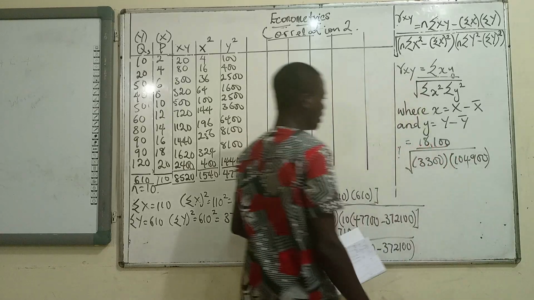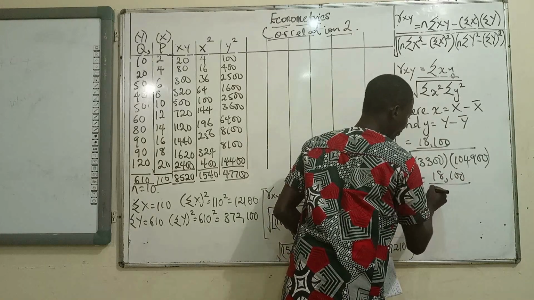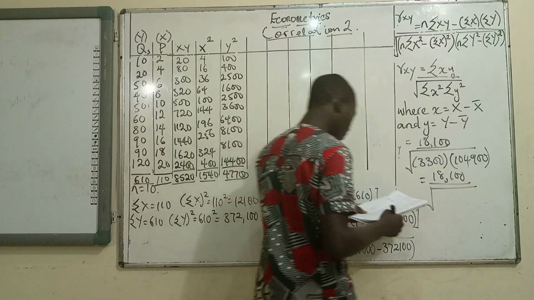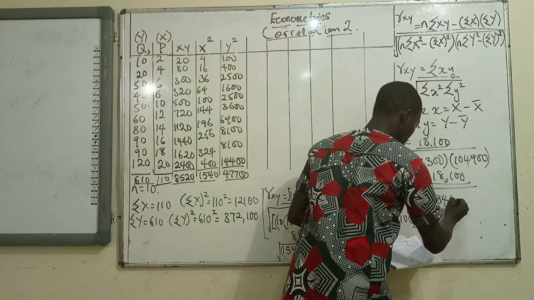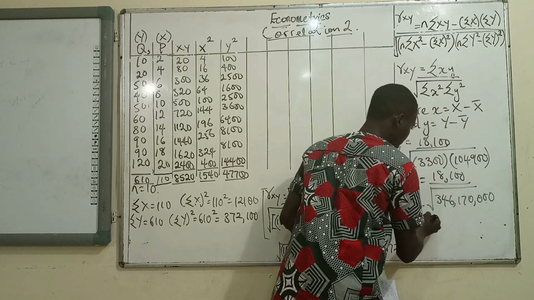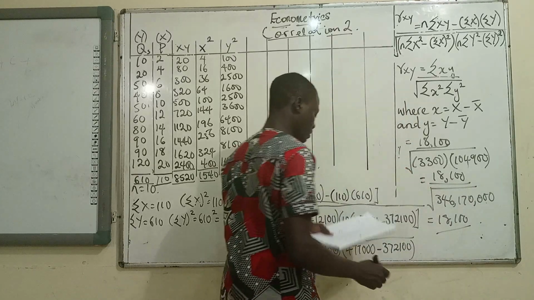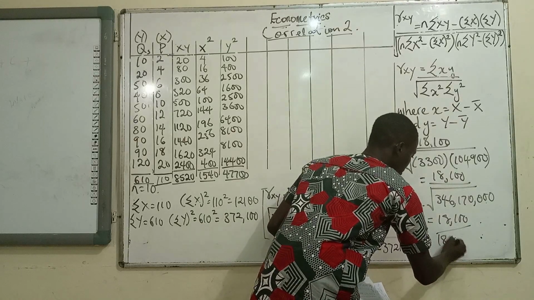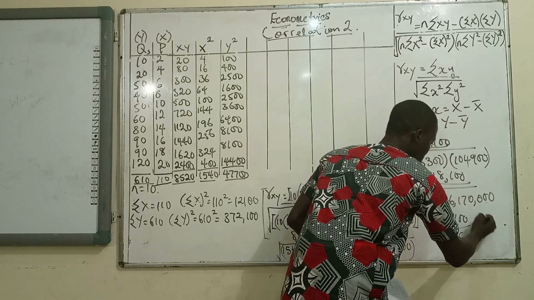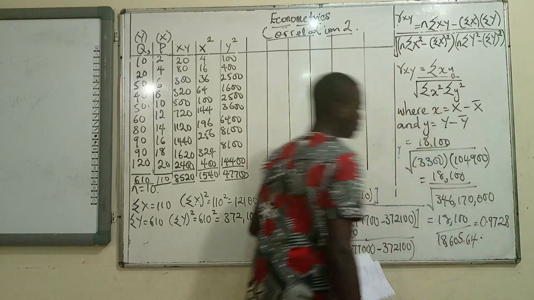104,900. Okay, so we have 18,100. We are trying to make all of these very simple for everyone to understand. So this multiplied by this is going to give us 346. Okay, 170,000. Then we are left with 18,100 divided by the square root of this, which is going to give us 18,605.64, rather 0.64. So you divide this and we'll be left with 0.9728. So the correlation coefficient is going to be 0.9728.